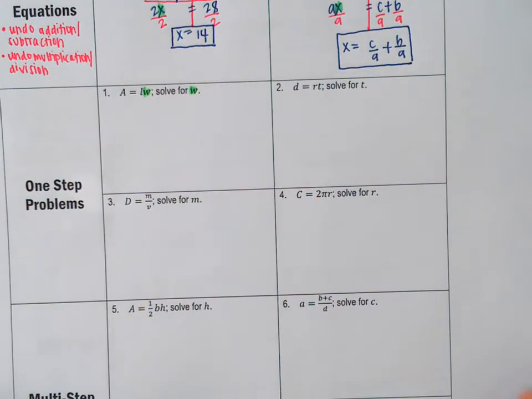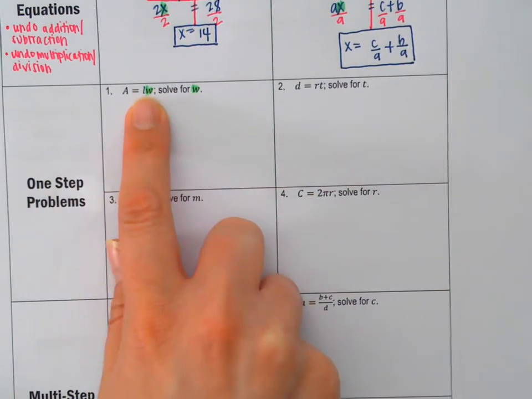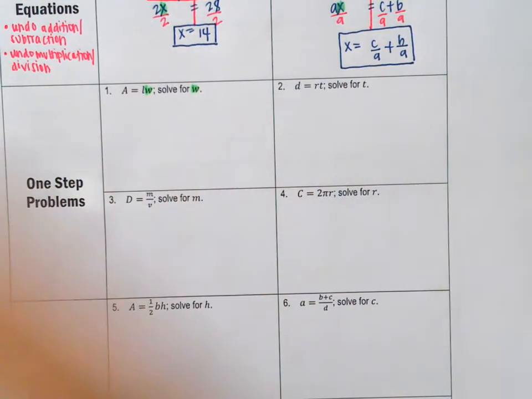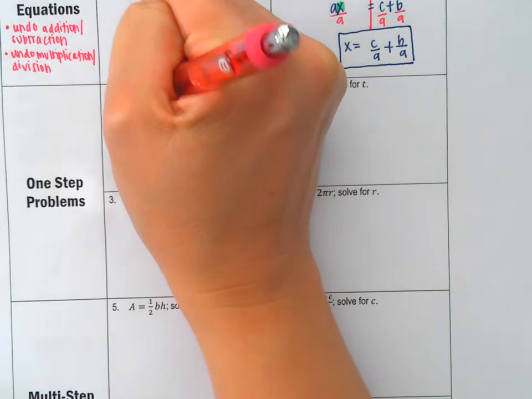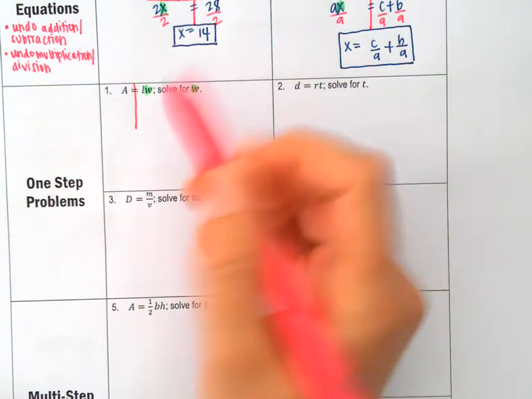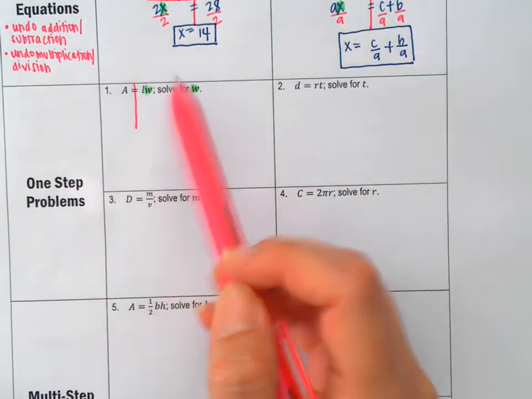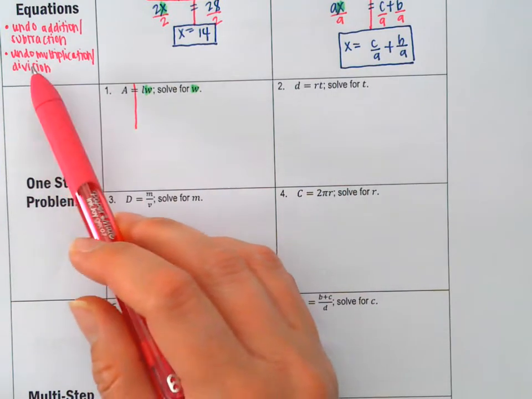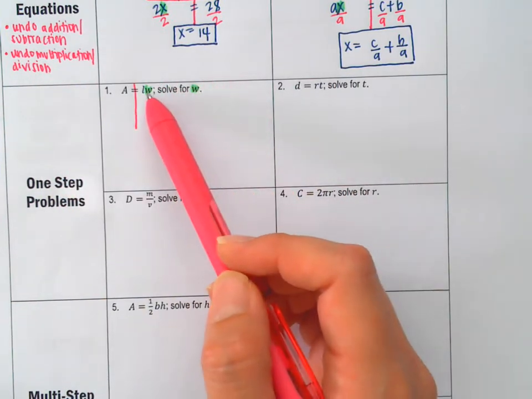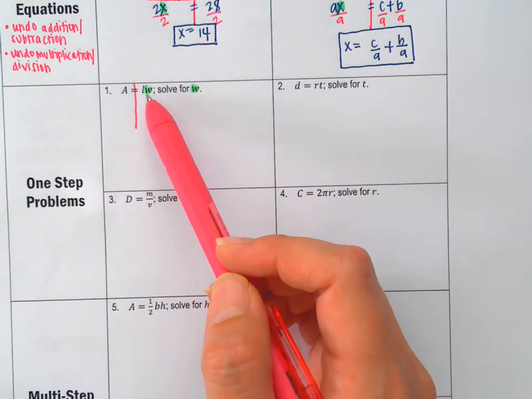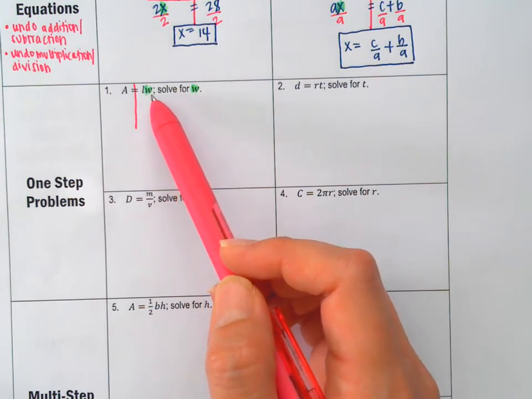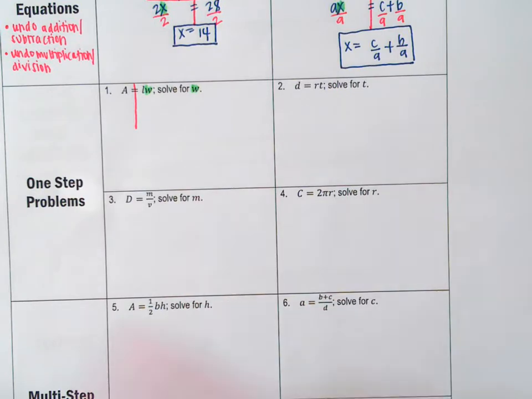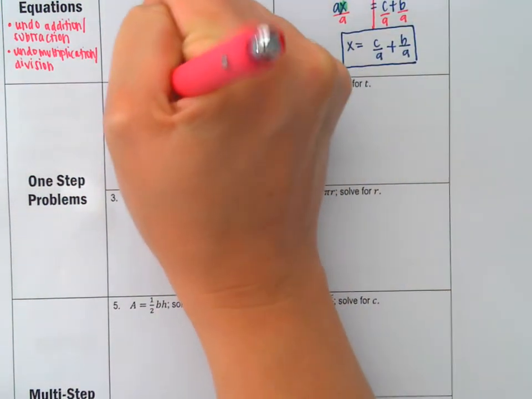So I just look at what's happening. Is there any addition or subtraction on this side of the equal sign? And again, if you need to write that line, write that line. So is there any addition or subtraction happening on this side? And there isn't, so we move on. Is there anything being multiplied or divided to W? And there is. It's L times W. So to undo multiplication, we divide both sides by L.